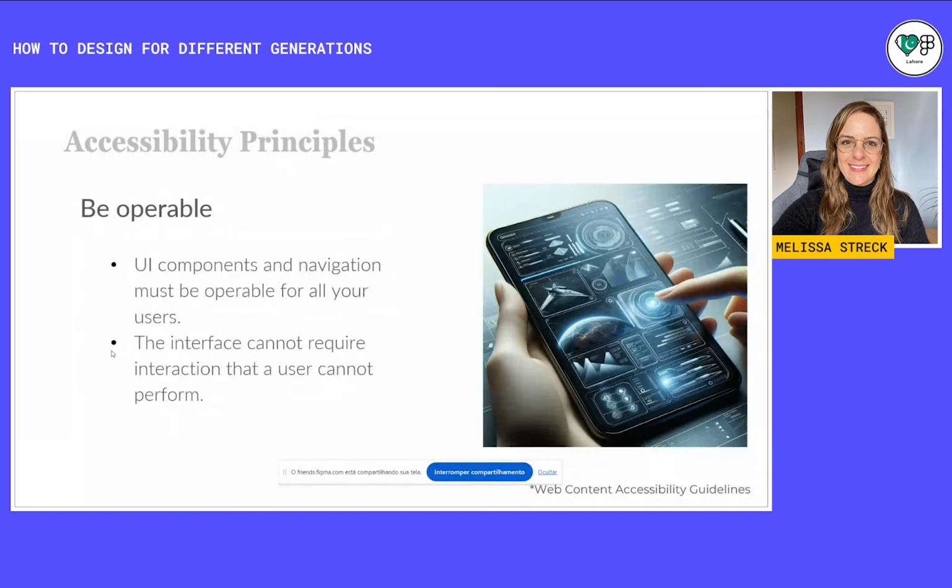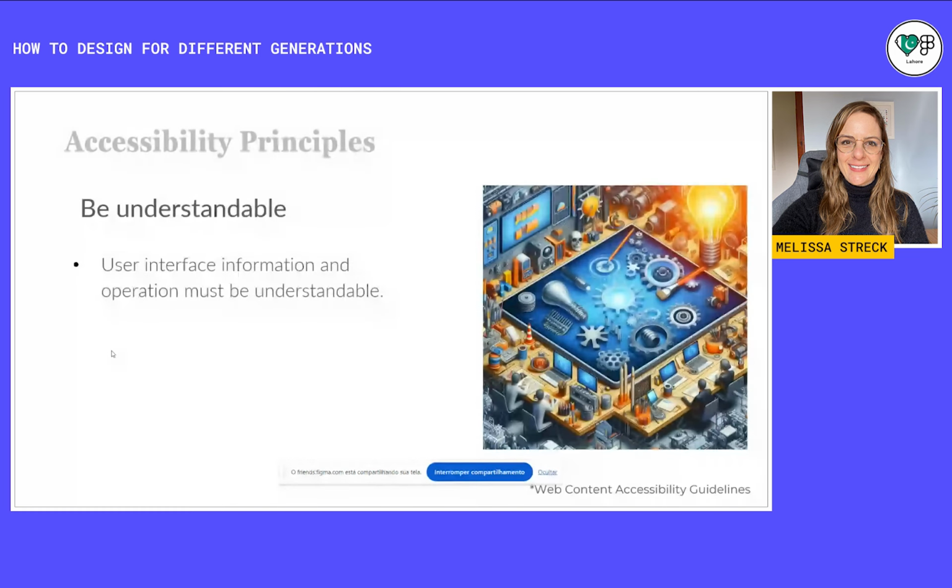The second one is to be operable. So the UI components and navigation must be operable for all the users. The interface cannot require interaction that the user cannot perform. So always when we design something, we as designers know, if we design a button, this button should mean something. This button should provide some kind of feedback. So everything in the interface that looks like an action should be operable to the users. They have to be able to do something with this feature, right?